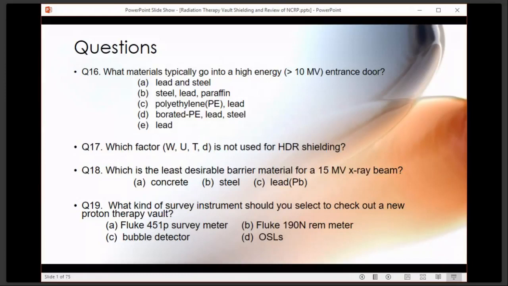Is it recommended that a sample of the concrete be analyzed for density for confirmation? Yes, it is.